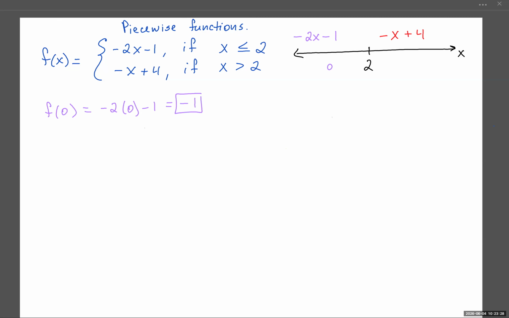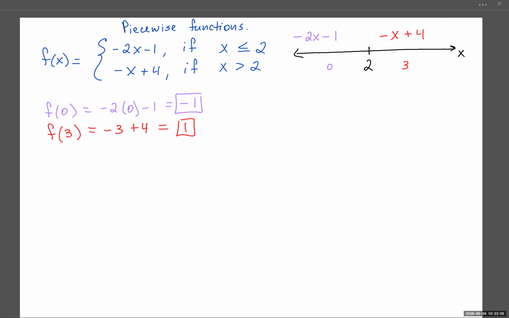Now let's go ahead and calculate the value of the function at 3. x equals 3. That's the x value. So x equals 3 is right here in this interval. So that means that we are going to be using the red function up above that interval, which is negative x. Then instead of x, we're going to plug in 3 and then plus 4. So this time it's a positive 1.